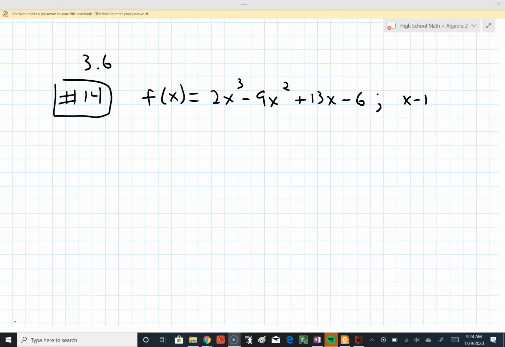Good question. The question says, given this polynomial and this factor, so x minus 1 is a linear factor of this polynomial, we want to find all of the zeros. So we're going to find all of the zeros associated with this. Well, if this is one factor, what is one such zero? What is the zero associated with x minus 1?